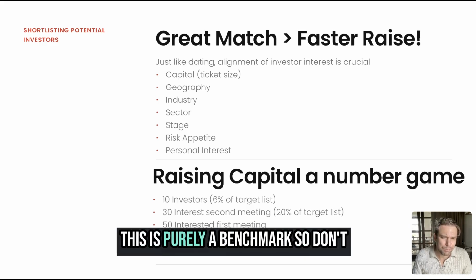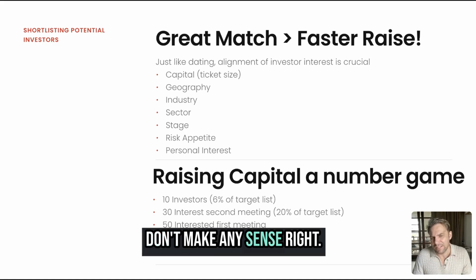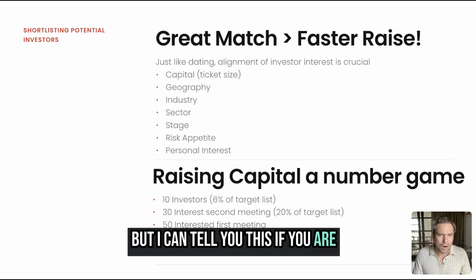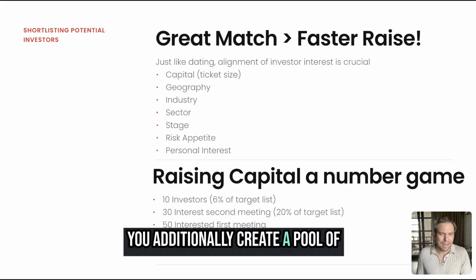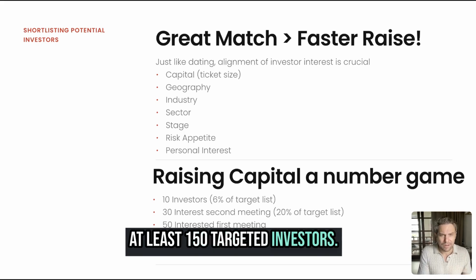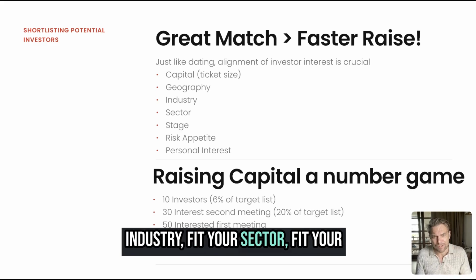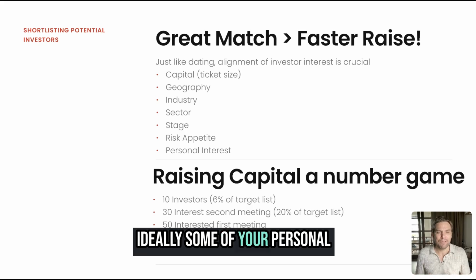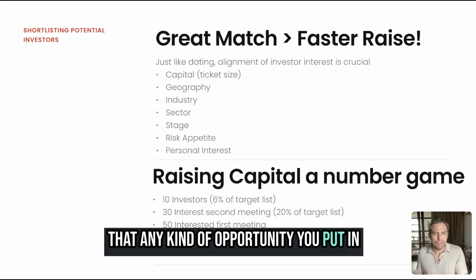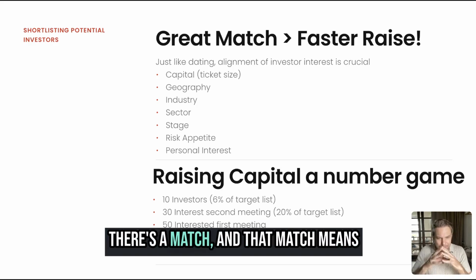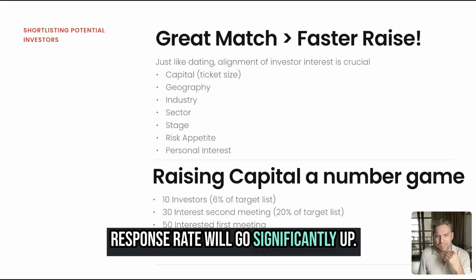So let's see here, right? This is purely a benchmark, so don't come back to me later on saying like, hey, Sven, these numbers don't make any sense, right? But I can tell you this: if you are following the planning here in the Get Funded Formula workshop, and you additionally create a pool of at least 150 targeted investors. Again, targeted investors are those that fit your capital, fit your geography, fit your industry, fit your sector, fit your stage, your risk appetite, and ideally some of your personal shared common interest, right? Let's say that is the list. That means that any kind of opportunity you put in front of that list, there's relevance, there's a match.